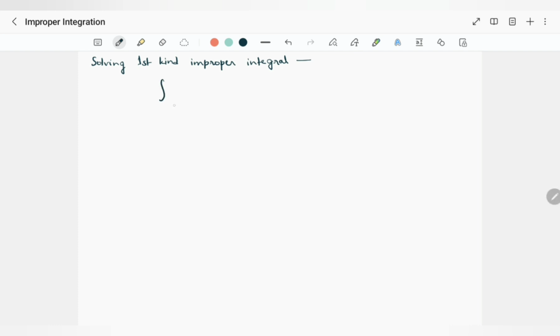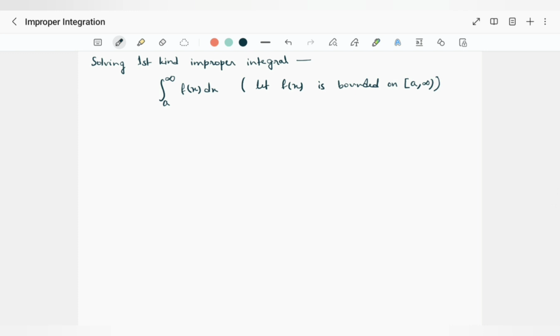I am writing a general formula first, like integration a to infinity f(x) dx. Now this is an improper integration because the interval is not finite, it is an infinite interval. Now let the function f(x) be bounded on a to infinity. The function is a bounded function. So this is an improper integral of the first kind.